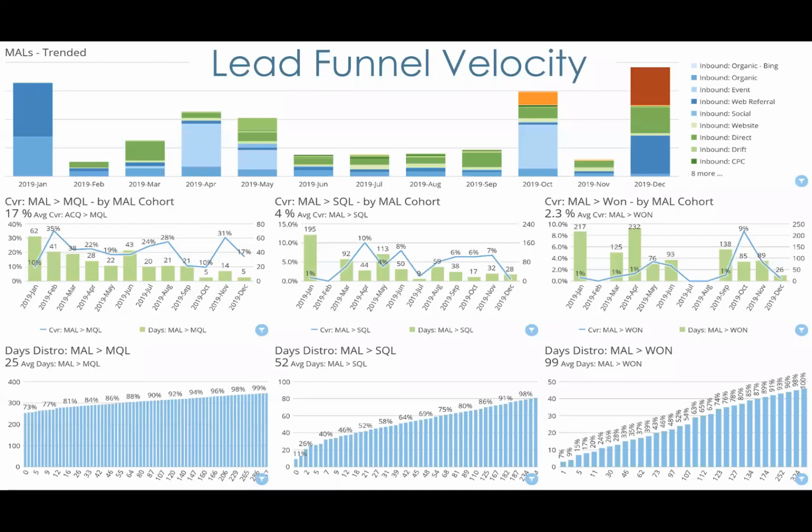So let's start on the upper left again. First of all, up top, for additional context, we've got the lead trending of people that came in. MALs are market accepted leads. It's a part of the TOPO framework. You can think of it in terms of known, right? They're known users. So if you start trending the group, you start seeing what channels brought these leads in.